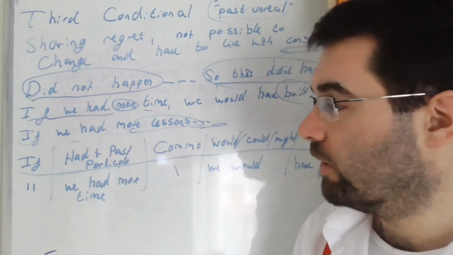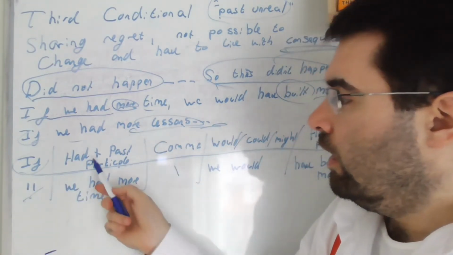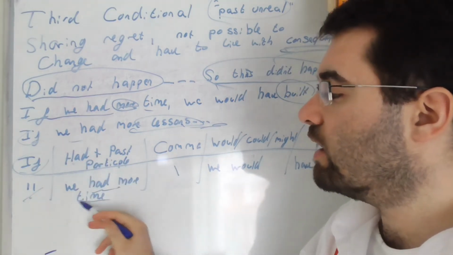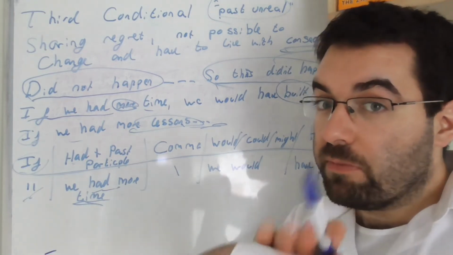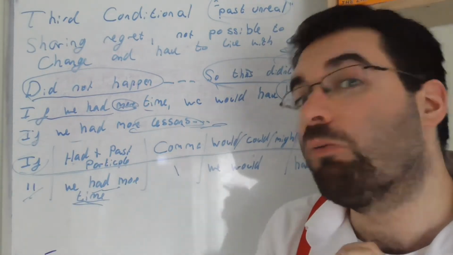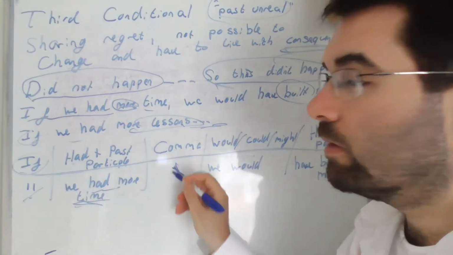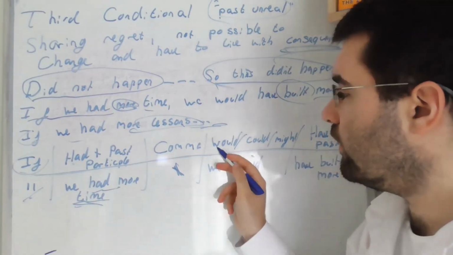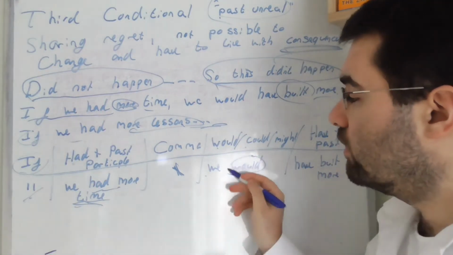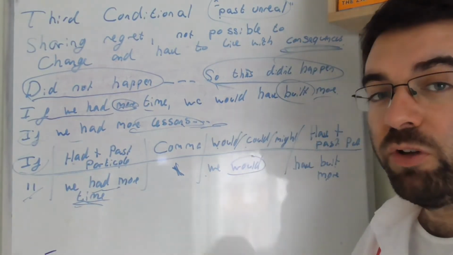But let's look at the sentence structure. If, had plus past participle. If we had more time, had more money, had more chance, more opportunity, more freedom, more women. If we had more time, comma, would, could, might. We would, something we wanted to do, have built more. Would have built more cars.